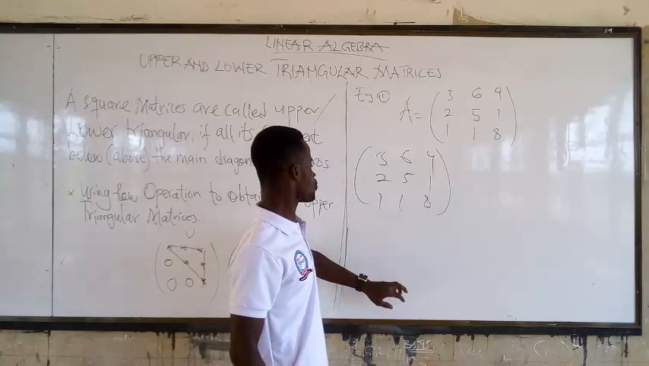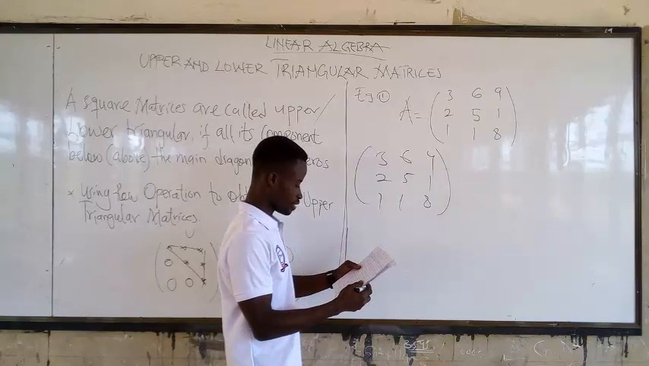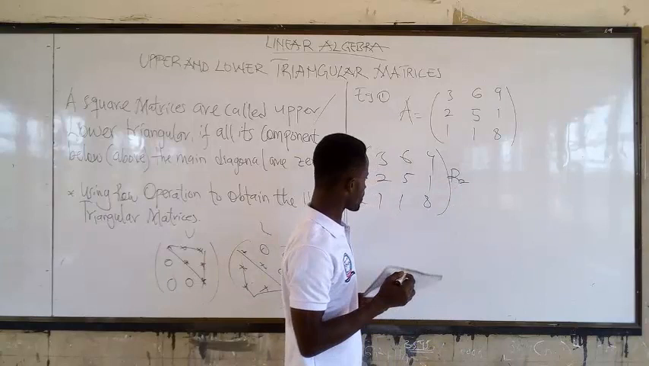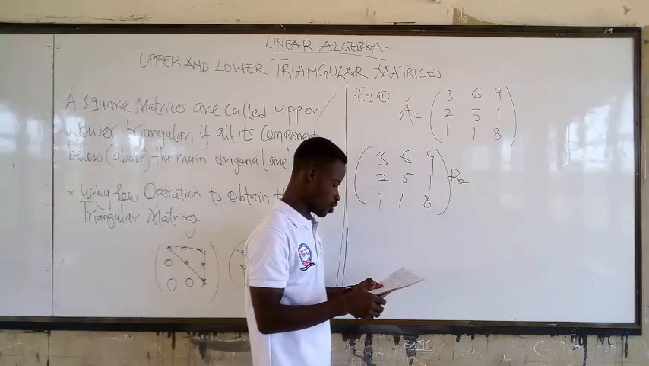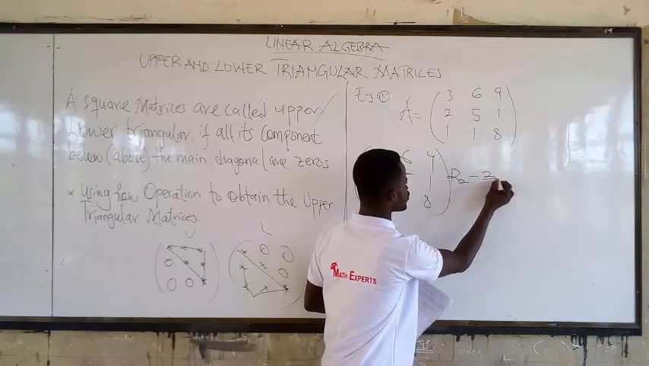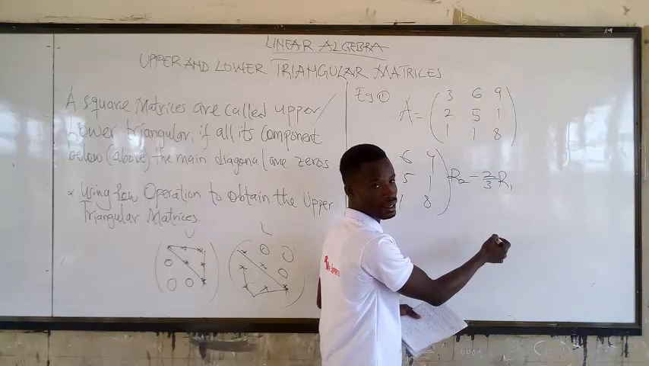What will we do to make it 0? That is the idea. At row 2, you can see clearly what we have here: 2, right? We have 2 here. When we divide this 2 by 3 and multiply by row 1, we are going to achieve 0 here.